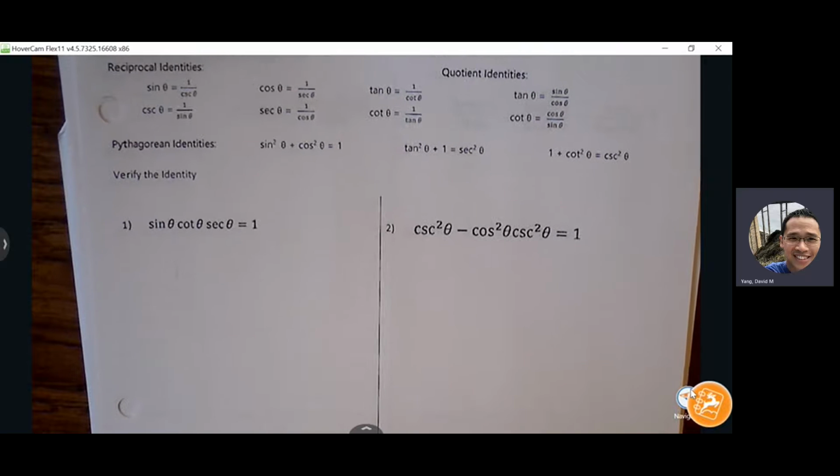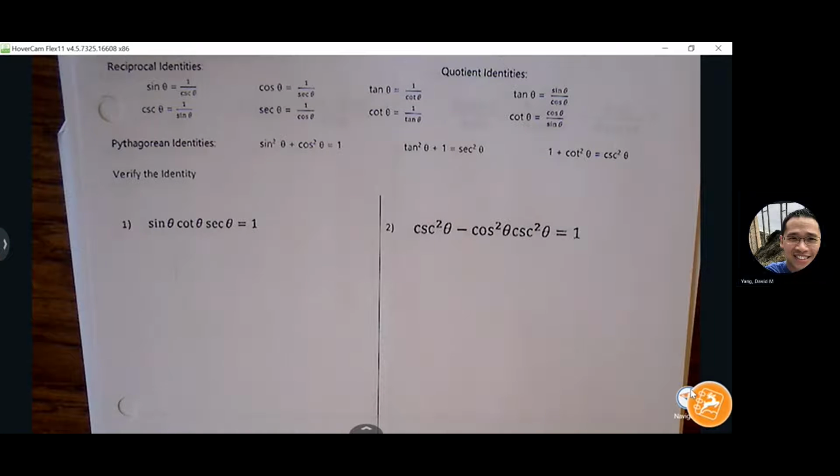Now, the identities that you need will be at the top of the page of your quiz, so you won't have to use your back page formula sheet. I'll present all the formulas you need at the top of your quiz.